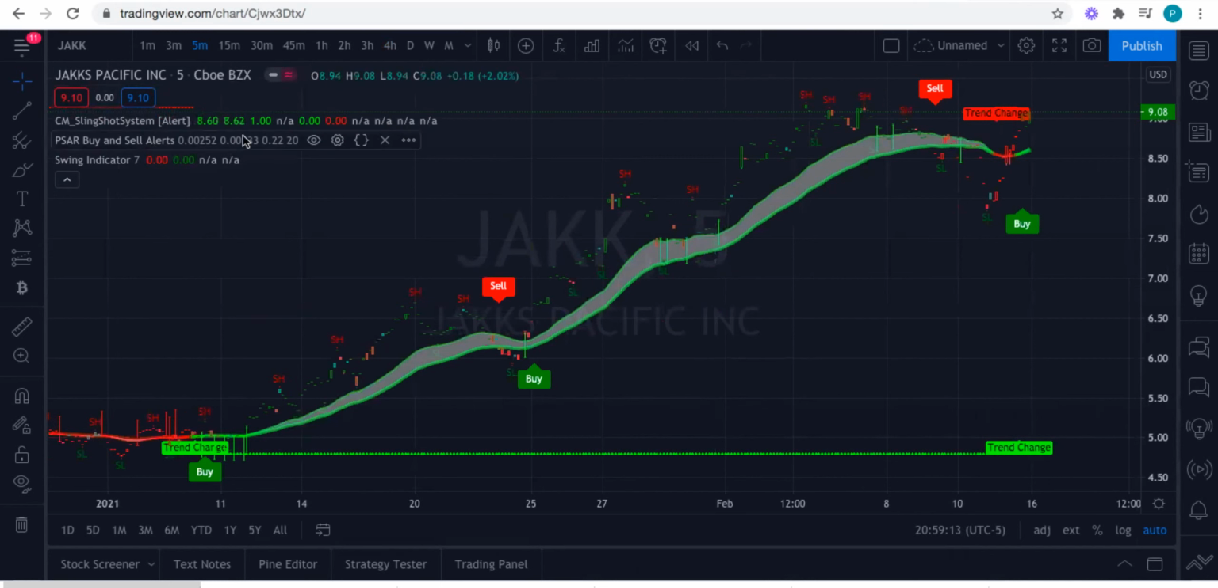I don't usually day trade. I like to swing trade, so I don't really use that one too often. So I'm going to X that one out. But if you guys like it, it's called the swing indicator.